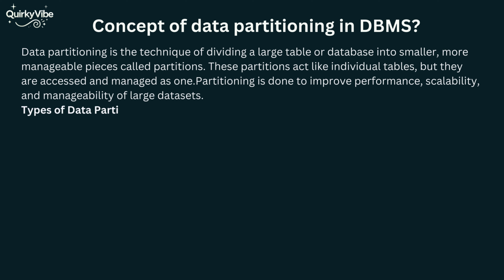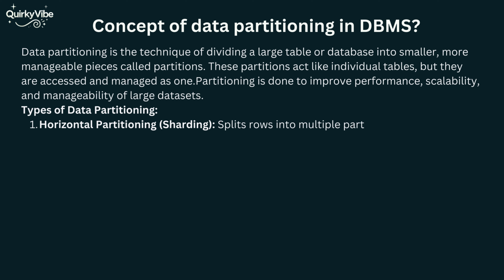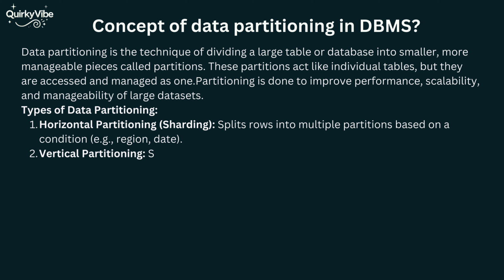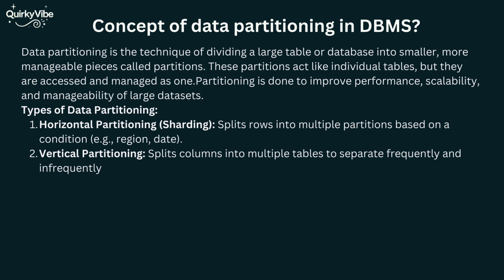Types of data partitioning: Horizontal partitioning, sharding, splits rows into multiple partitions based on a condition, e.g., region, date. Vertical partitioning, splits columns into multiple tables to separate frequently and infrequently used data.